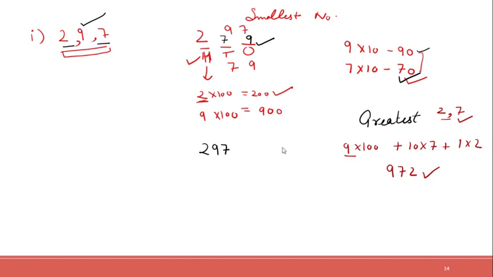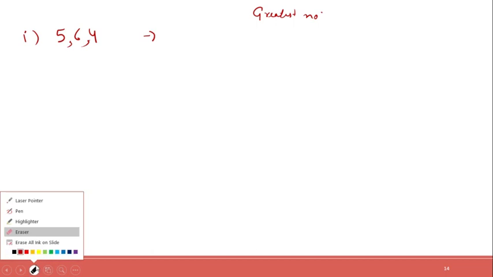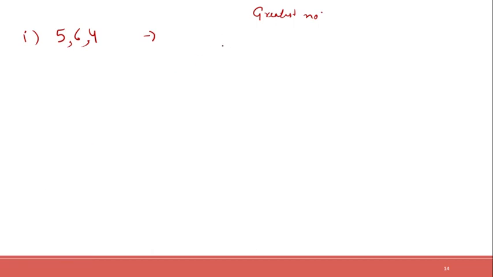start fresh with another example, let's go. Now I have 5, 6, 4. I just want you guys to tell me the greatest number that can be made from arranging these digits. These are separate digits. So just do one thing: something into 100 plus something into 10 plus something into 1.